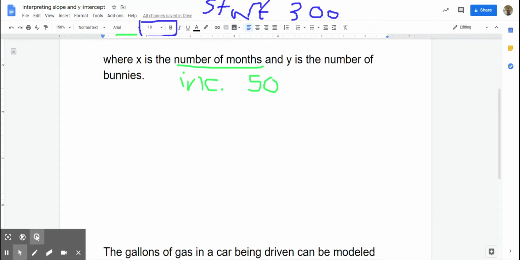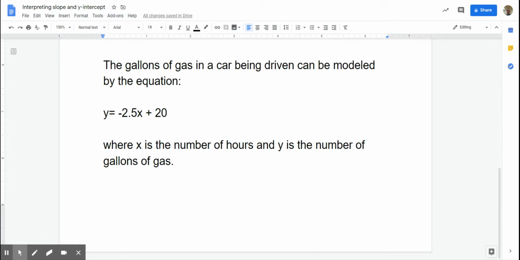Now, I can go on to the next problem that says the gallons of gas in a car being driven can be modeled by the equation y equals negative 2.5x plus 20. Again, I'm looking for the y-intercept to figure out where it starts. So this started with 20 gallons.